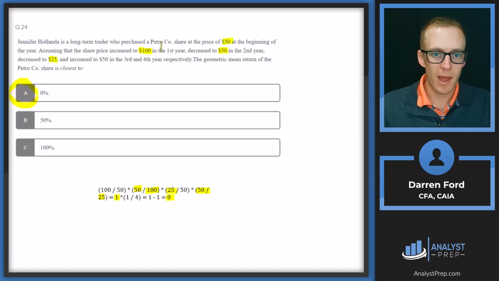And without going through all this math, we can kind of eyeball this to see it's right by seeing, okay, we had $50 at the beginning and then we have $50 at the end. So what is our compounded rate of return? It can't be 50 or 100% because we ended with the same amount that we started with. Answer A.